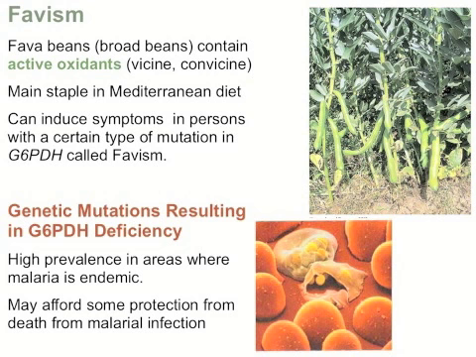However, there are some benefits of having this deficiency. And you'll see a high prevalence of this deficiency in areas where malaria is endemic. And it is thought that this is because this particular deficiency affords some protection against death from malarial infection. And so persons who have this deficiency are able to live to reproductive age.